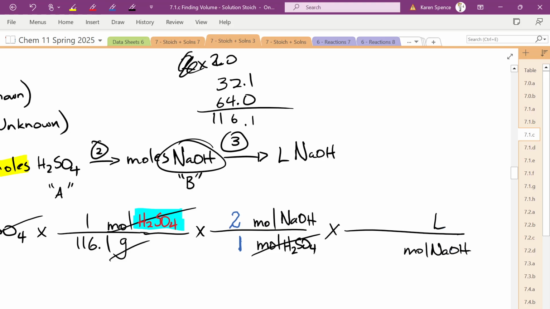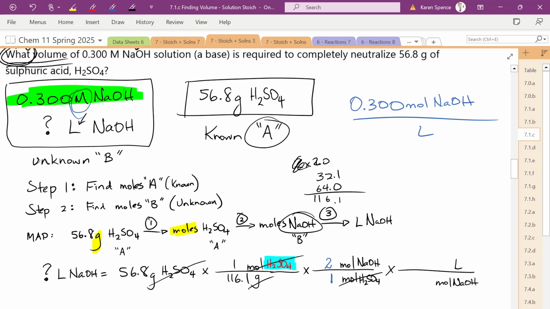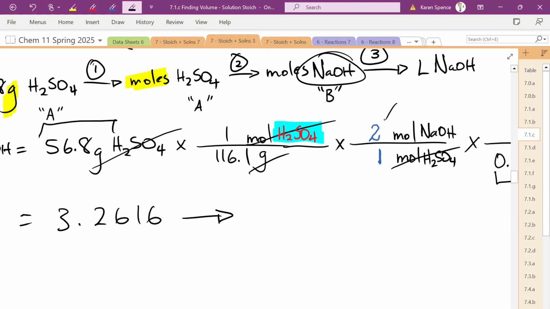And remember, moles per liter is molar. So we have 0.300 moles of NaOH per liter. Okay, that's our 0.300 molar NaOH, which means that for every 1 liter, we have 0.300 moles. Throw that into our calculator. 56.8 divided by 116.1 times 2 divided by 0.3 equals 3.2616. And that's going to round to 3 sig figs, it looks like. Yeah, we got 3 here, we got 3 here. Do these have significant figures or are they infinite?